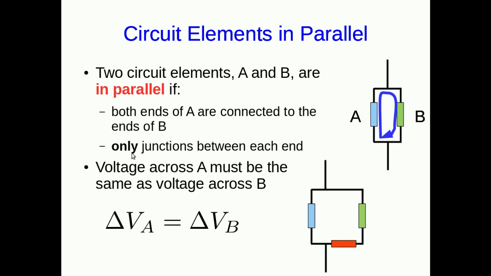And again, note that it's important that there are only junctions in between them. If you insert another circuit element down here, and now think about this loop, you now can't guarantee that these two voltages are the same. All you can guarantee is that these three voltages all add up to 0. Now, it's important to realize that series and parallel are special cases. It's quite possible for circuit elements to be neither in series nor in parallel with each other.